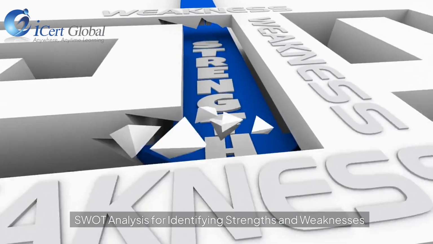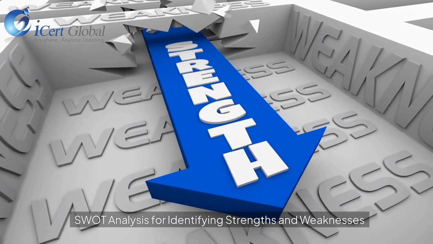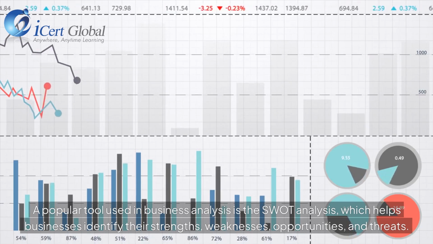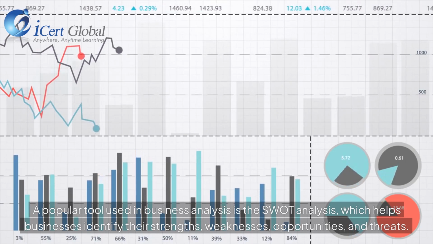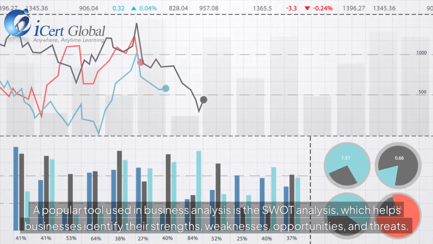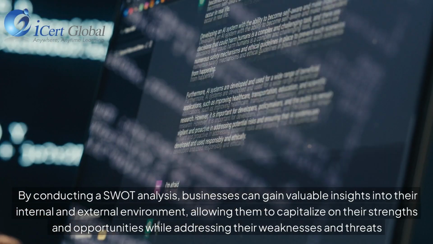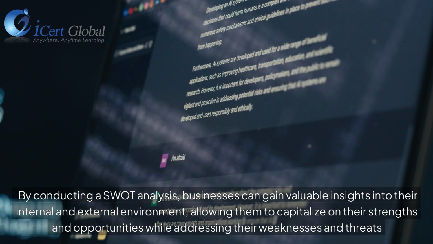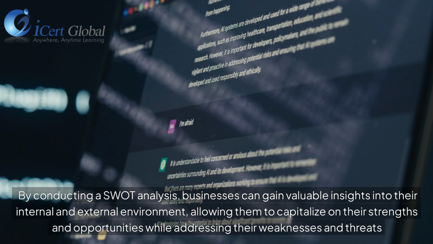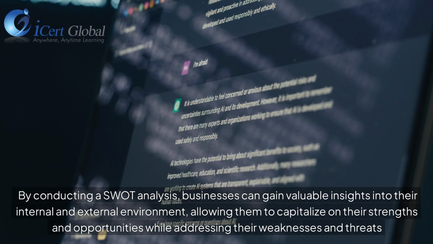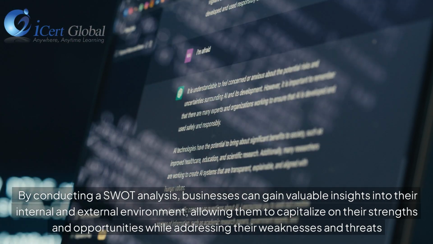SWOT analysis for identifying strengths and weaknesses. A popular tool used in business analysis is the SWOT analysis, which helps businesses identify their strengths, weaknesses, opportunities, and threats. By conducting a SWOT analysis, businesses can gain valuable insights into their internal and external environment, allowing them to capitalize on their strengths and opportunities while addressing their weaknesses and threats.